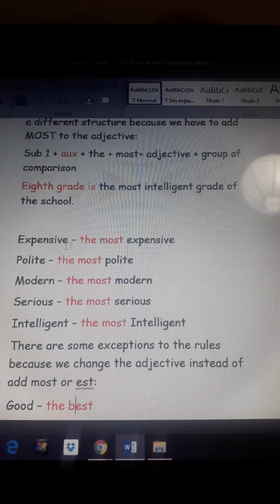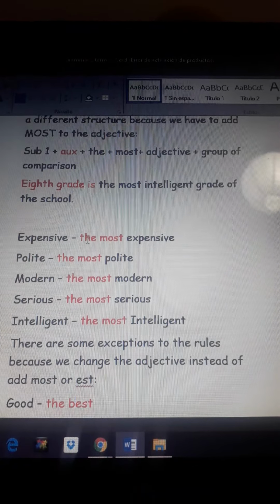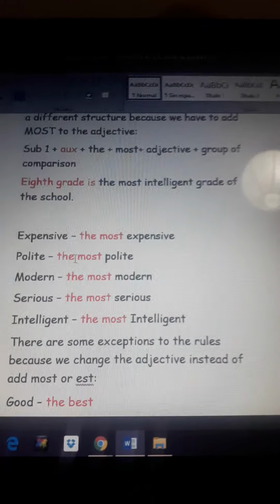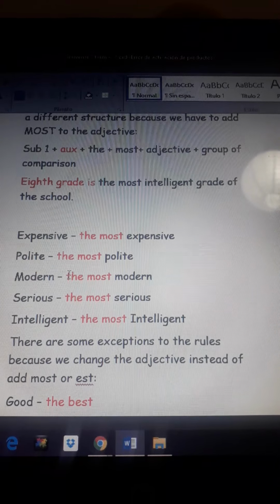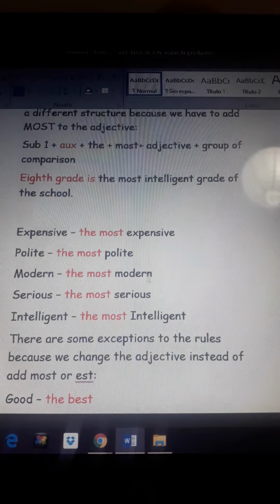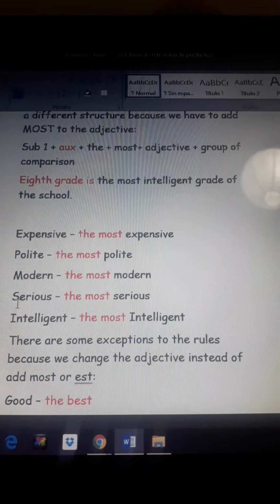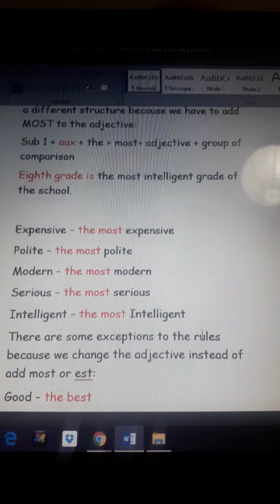In this one, we have more than 2. Expensive. We have 1, 2, 3, and 4 syllables. So we have the most expensive. Polite, the most polite. Modern, we have more than 2 syllables. So if you check, we have this, the most modern. We don't just say modernest. Okay, be careful with that. Serious has different. The most serious, intelligent, the most intelligent.